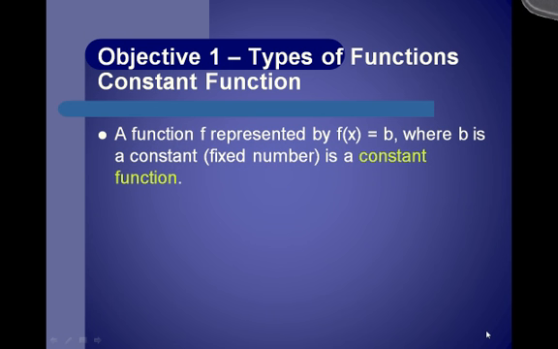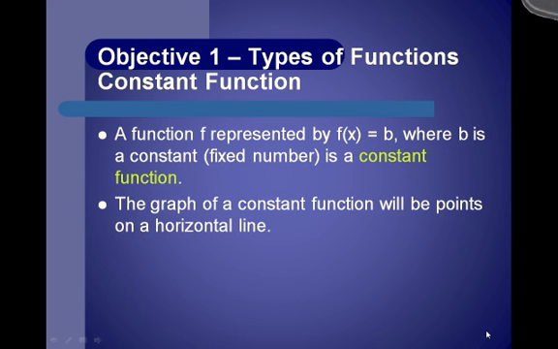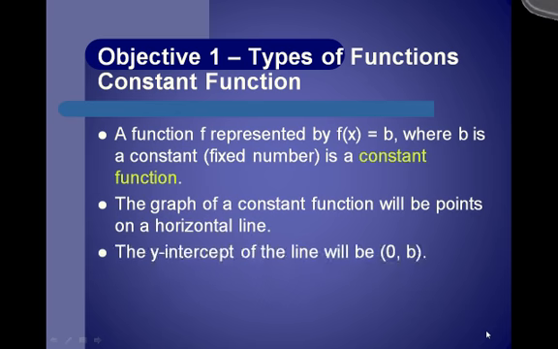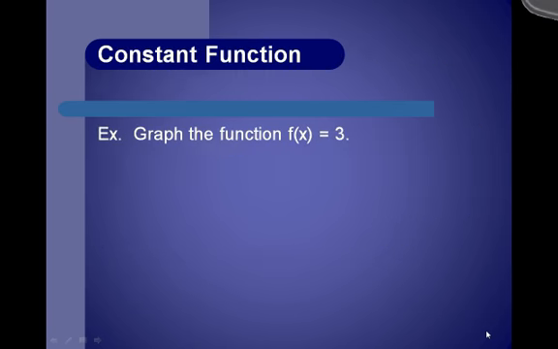A function f represented by f of x equals b, where b is a constant or a fixed number, is a constant function. The graph of a constant function will be points on a horizontal line. The y-intercept of the line will be the ordered pair 0, b.